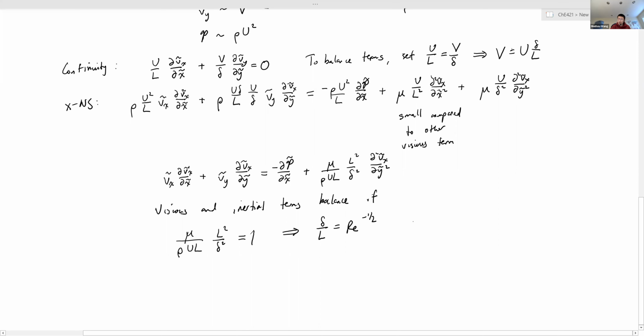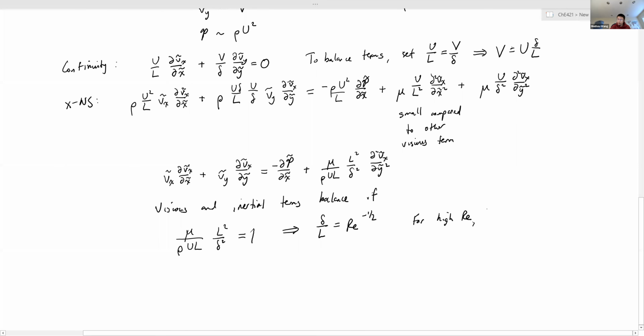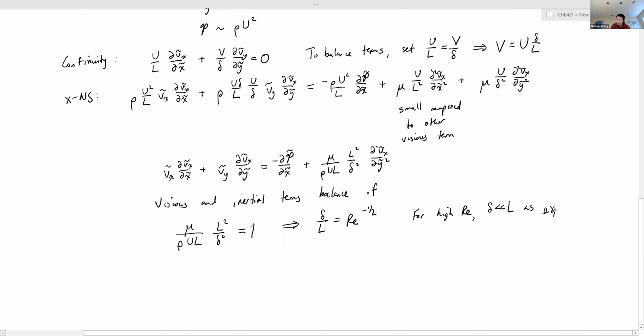So what this implies then is for high Reynolds number, delta is much less than L, as we expected. Okay, cool.